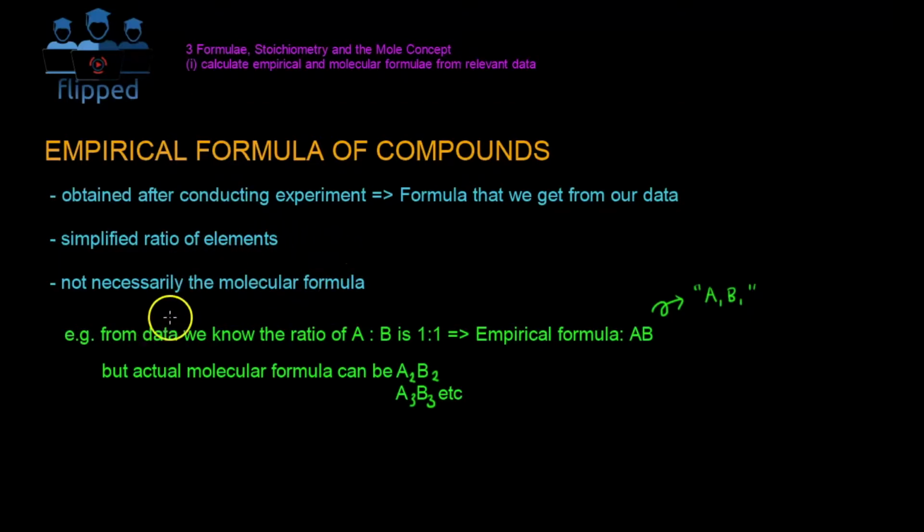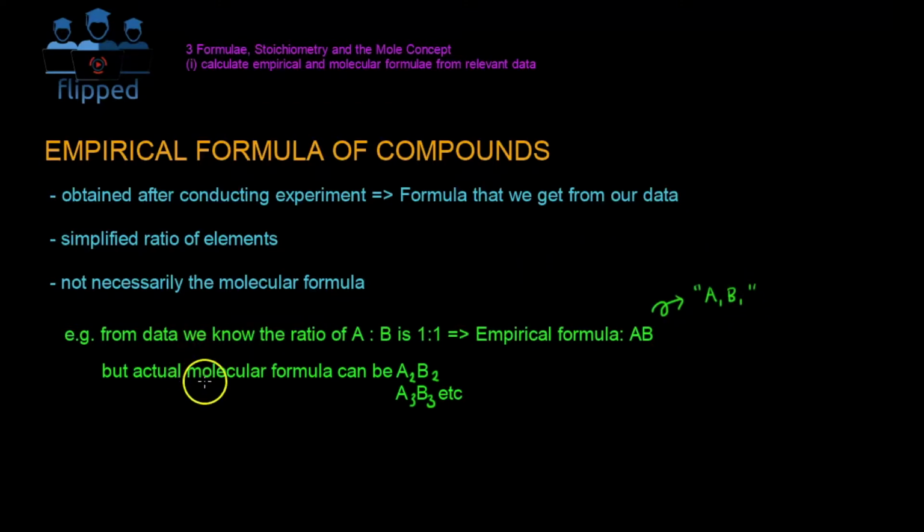For example, from our data, we know that the ratio of A to B is 1:1. What does it mean? It means that for every one A atom, there's one B atom. That's simply it. And the empirical formula is written as AB, which is just A1B1. For every one A atom, there's one B atom. But we don't write the 1, because for ones, we don't write the subscript.